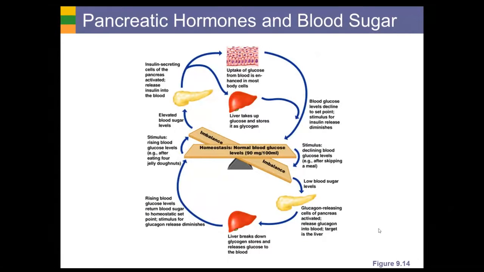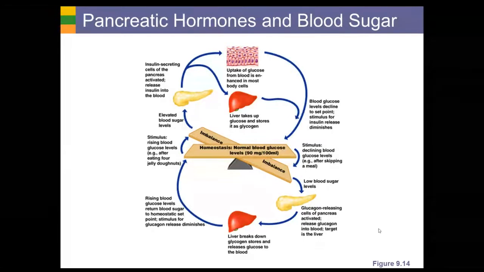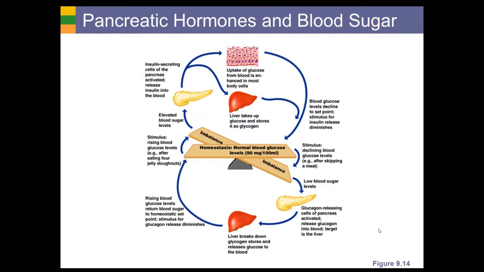This figure right here is the most important figure for making sure that you understand the effects of insulin and glucagon on blood sugar levels. It illustrates how they maintain blood homeostasis. So if you can explain this figure as I'm about to, any question I throw at you about insulin or glucagon, you should be able to answer.